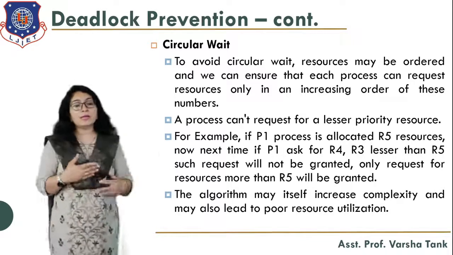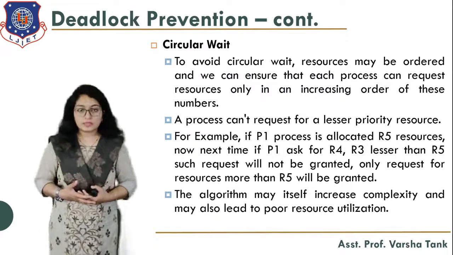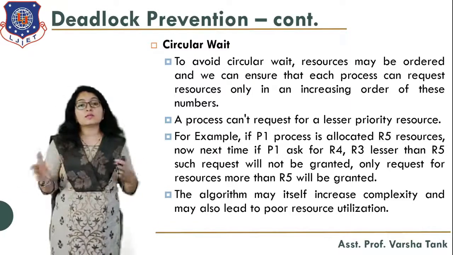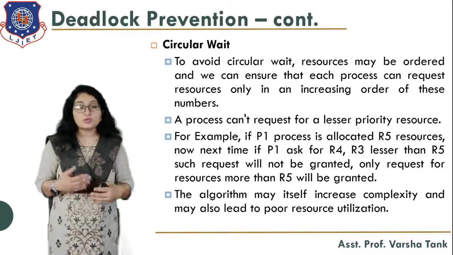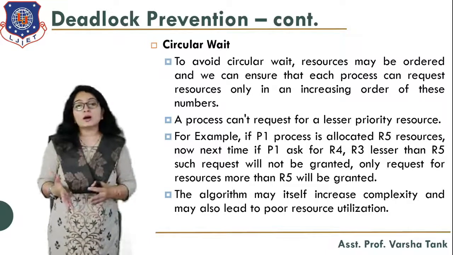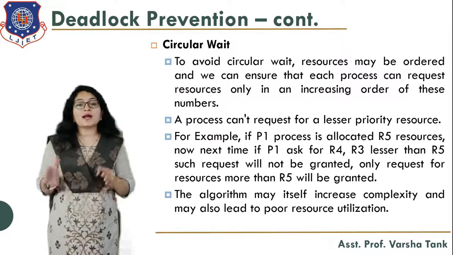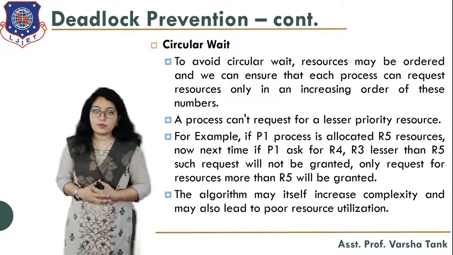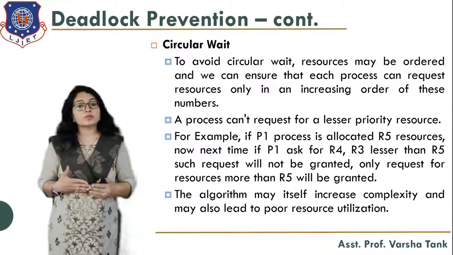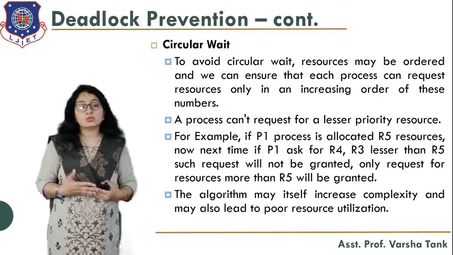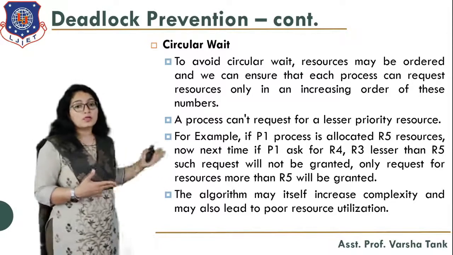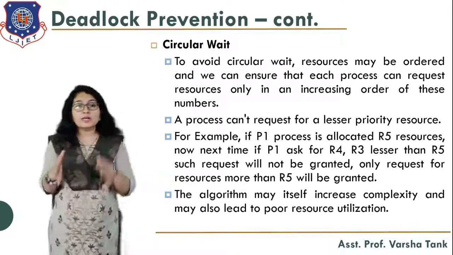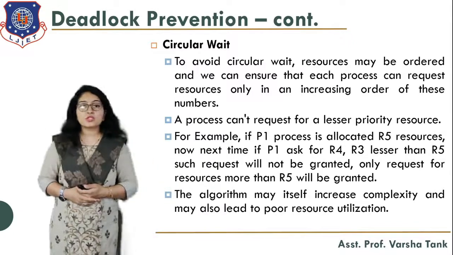So this algorithm may itself increase the complexity. Okay, every time it is not possible. Suppose a process P1 wants the resource R3 again to do some work, but it is not possible to grant that R3 resource to P1, because P1 is already holding R5. So it may be possible that the process P1 cannot perform its work. Okay, so the algorithm may itself increase the complexity, and it may also lead to poor resource utilization.